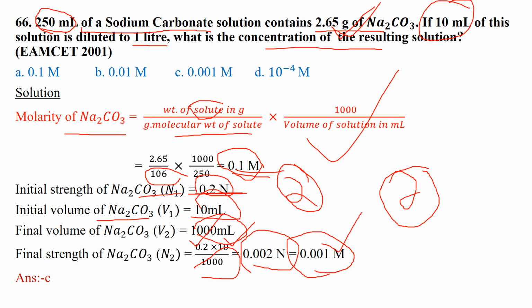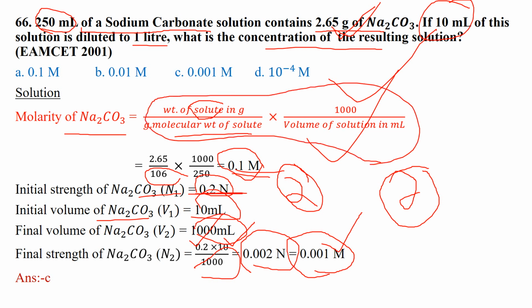We have to just know the formula, right? This formula is very important. We have to know this formula, and we have to calculate the strength of the 10 ml sodium carbonate solution first of all by using this formula. Then we have to convert these concentrations into normality by using this concept.